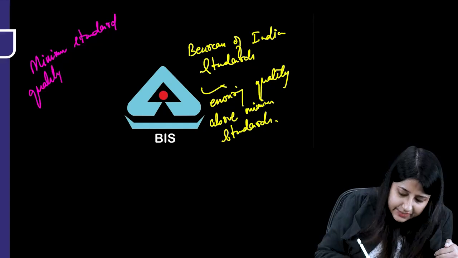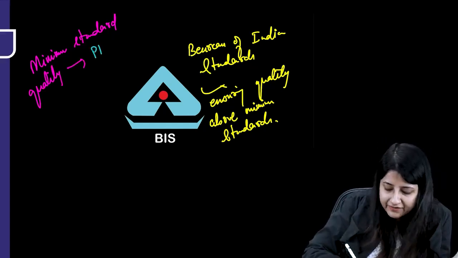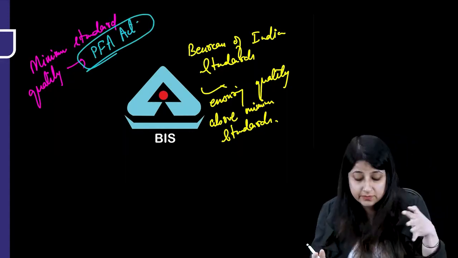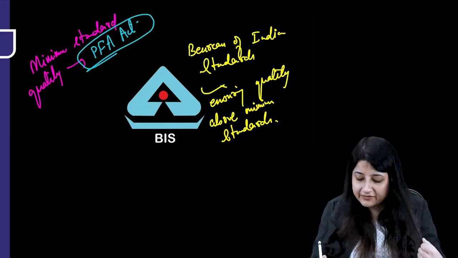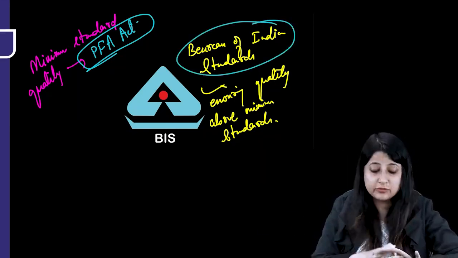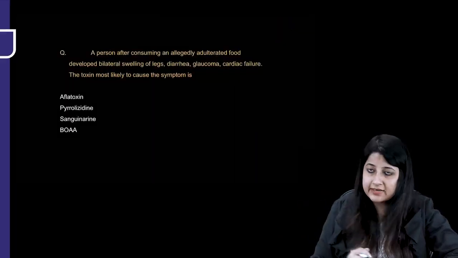Now, this is being provided to us by what? Minimum standard quality by PFA Act, okay, Prevention of Food Adulteration Act. This ensures minimum standards quality. But if we require quality above minimum standard, BIS mark has to be there. This could be on food products, on jewelry, industrial appliances, all of that thing, okay.